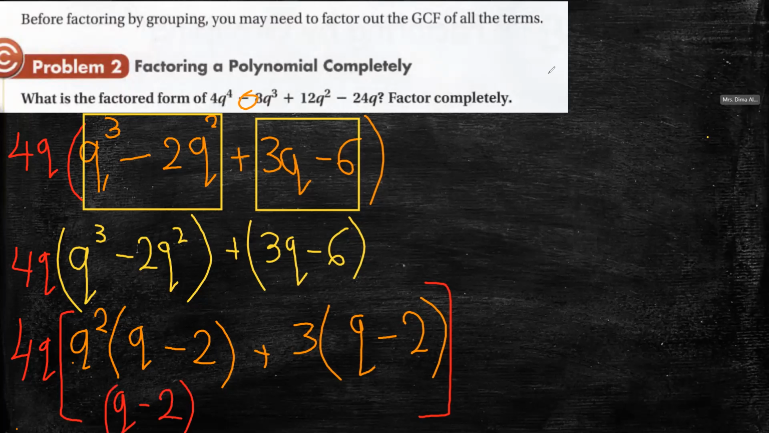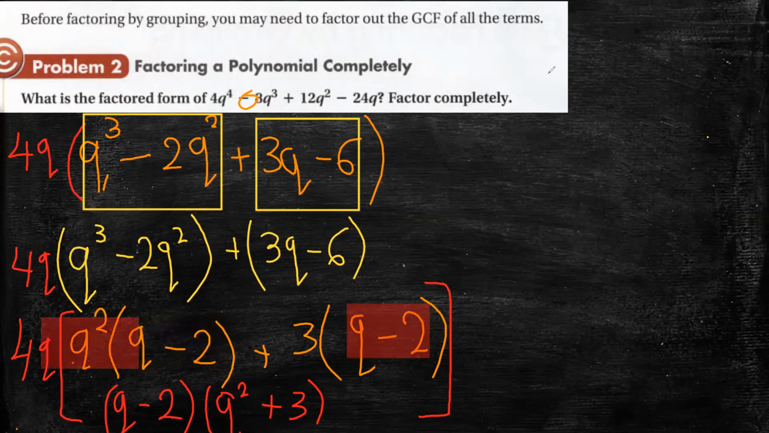If you remove them, what you will have remaining is q squared plus 3. As I told you before, you just look at this term and this term. If you remove them, you take one of them as a common factor, you get q minus 2. Then after that, you will have q squared and 3. These two monomials will be left, which is q squared plus 3.